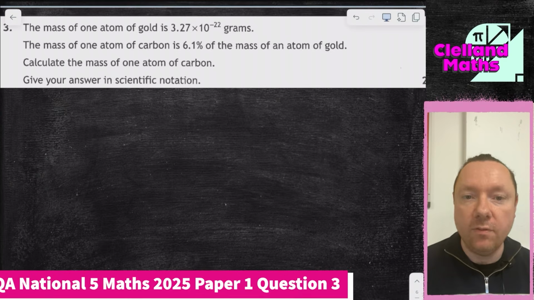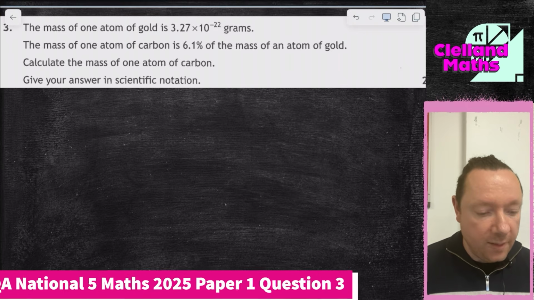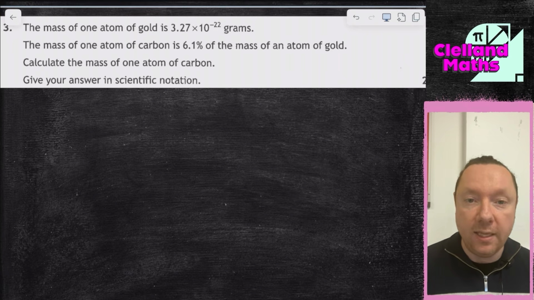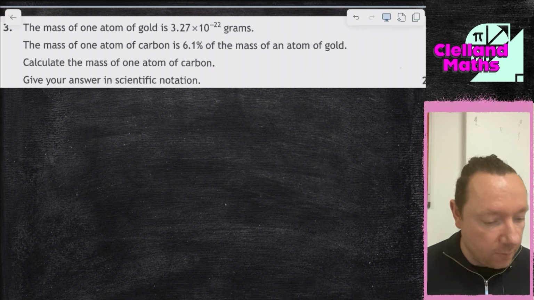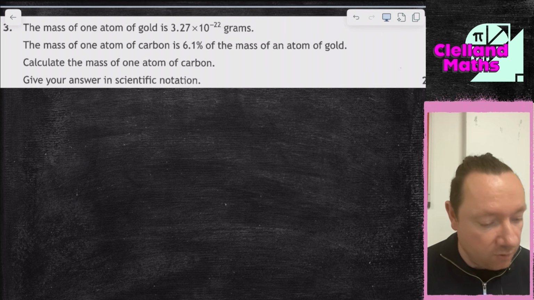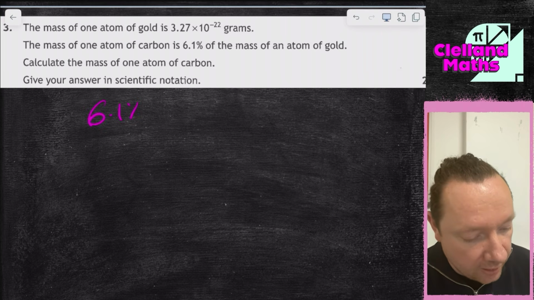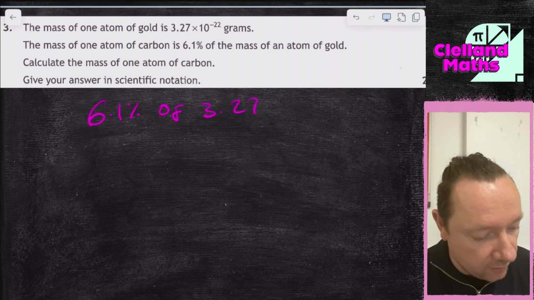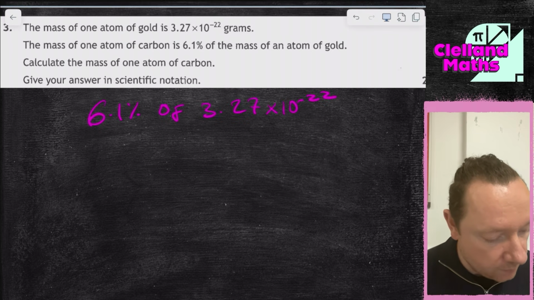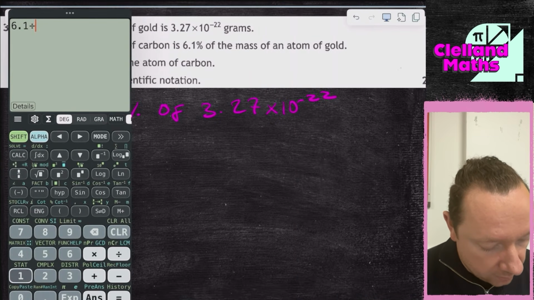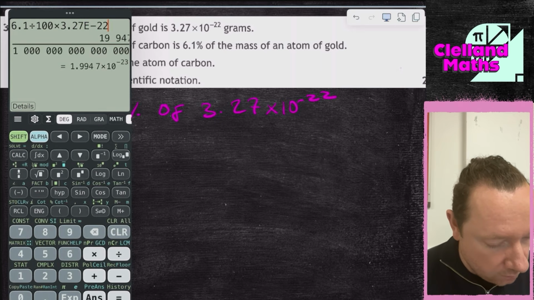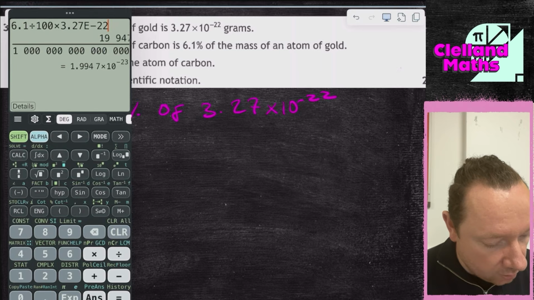And we're done there. SQA National 5 Maths 2025, Paper 2, Question 3. The mass of 1 atom of gold is 3.27 times 10 to the minus 22 grams. The mass of 1 atom of carbon is 6.1% of the mass of an atom of gold. So we know the mass of an atom of gold. We have to look at the mass of an atom of carbon. So it's just 6.1% of 3.27 times 10 to the minus 22. So in a calculator to do that, I just do 6.1 divided by 100 times 3.27 to the power of minus 22.